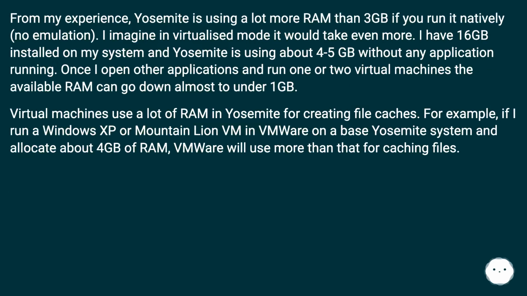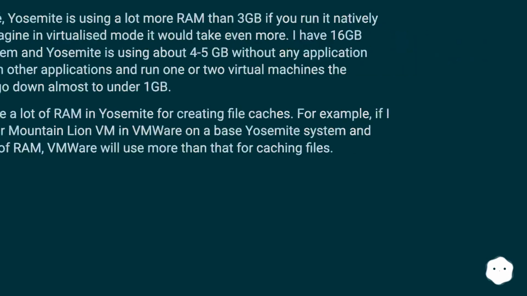From my experience, Yosemite is using a lot more RAM than 3 GB if you run it natively, no emulation. I imagine in virtualized mode, it would take even more. I have 16 GB installed on my system and Yosemite is using about 4 to 5 GB without any application running. Once I open other applications and run 1 or 2 virtual machines, the available RAM can go down almost to under 1 GB. Virtual machines use a lot of RAM in Yosemite for creating file caches. For example, if I run a Windows XP or Mountain Lion VM in VMware on a base Yosemite system and allocate about 4 GB of RAM, VMware will use more than that for caching files.